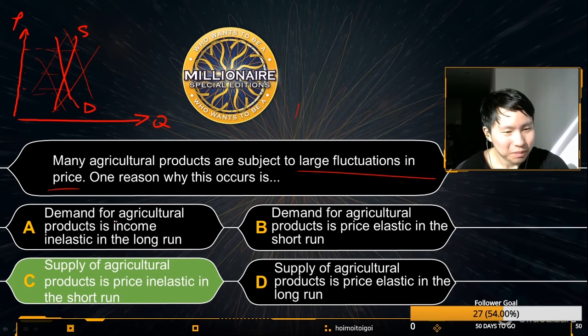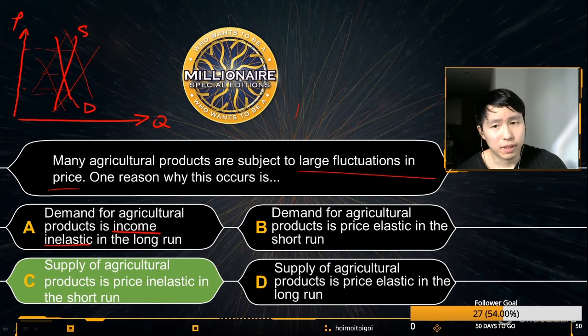So if we look at this here, A, demand for agricultural products is income inelastic in the long run. Income inelastic is not very relevant because income inelastic just means that if you increase incomes, then you buy slightly more agricultural products. And that's not really explaining the large fluctuation in price, because if you're just buying a little bit more and the elasticity is not relevant to the price change, then it's not going to be the most likely reason.